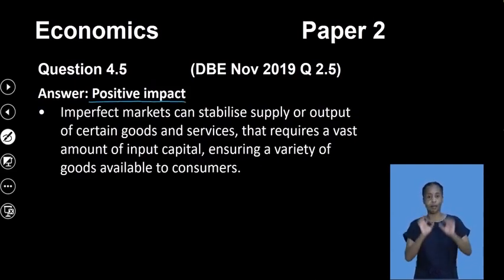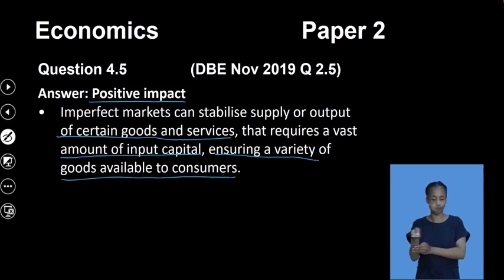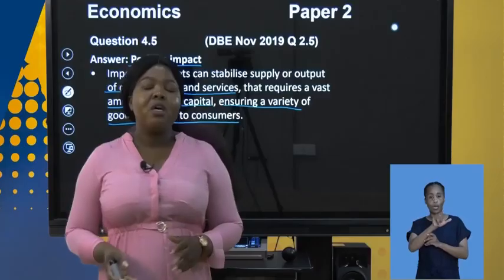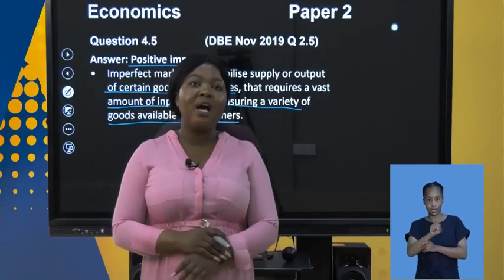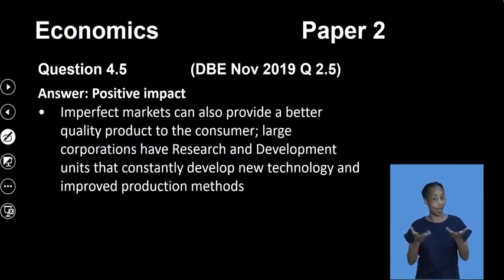Right, the first one says imperfect markets can stabilize supply, especially or output of certain goods and services that require a vast amount of capital, ensuring a variety of goods and services is available to consumers. Right, in most cases you would find that our oligopolies and our monopolies are big businesses with a big capital base, hence they are able to provide goods and services that small businesses might not be able to produce there. This gives a variety to our consumers.